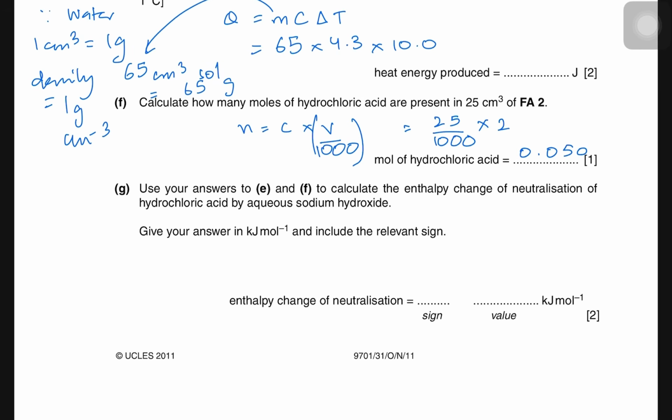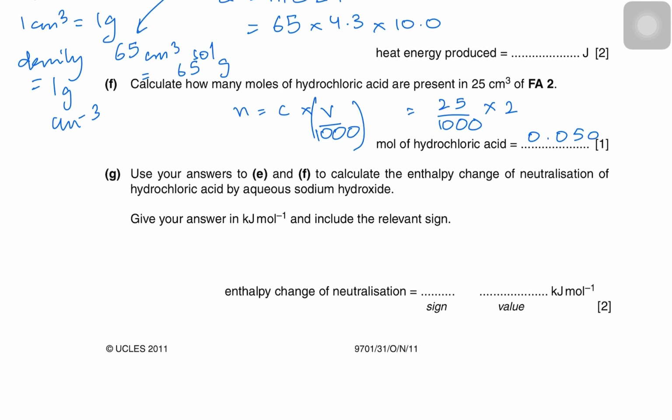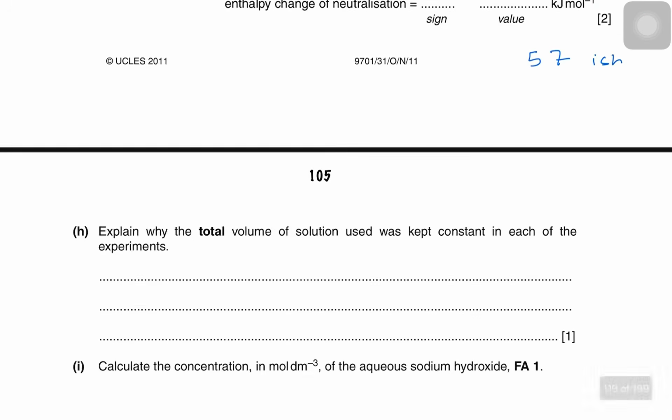Use your answer to E and F to calculate the enthalpy change. So enthalpy change is just going to be the heat you found divided by the number of moles. The sign is going to be negative and the estimated value should be around 57-ish. Make sure it is divided by 1000 also, because you have to find it in kJ.